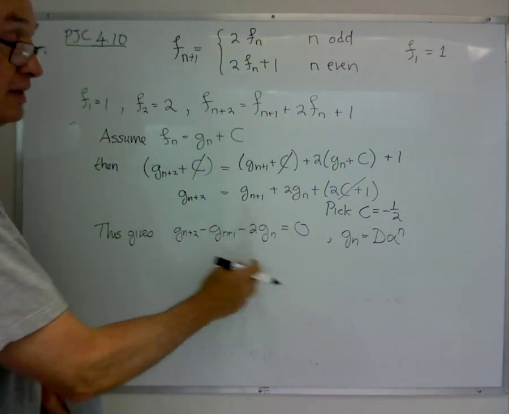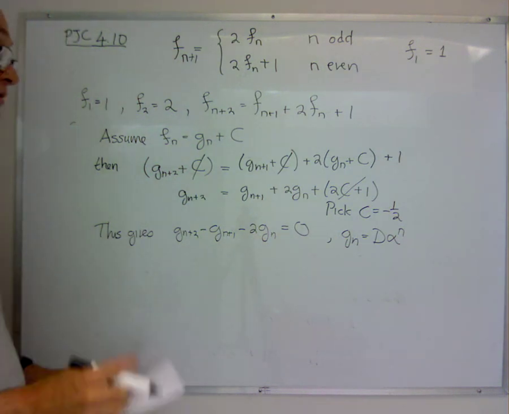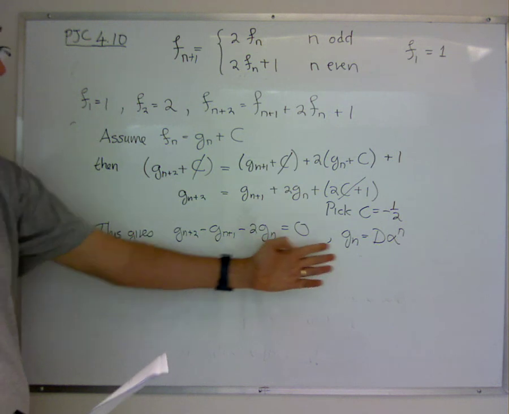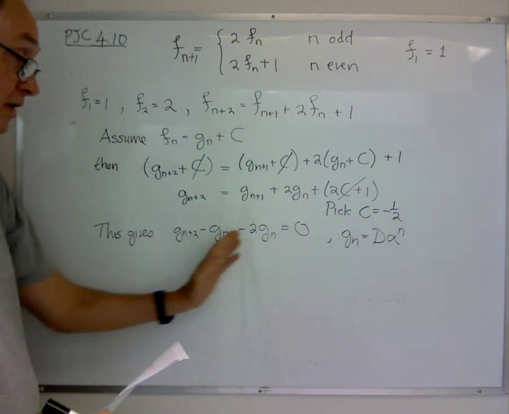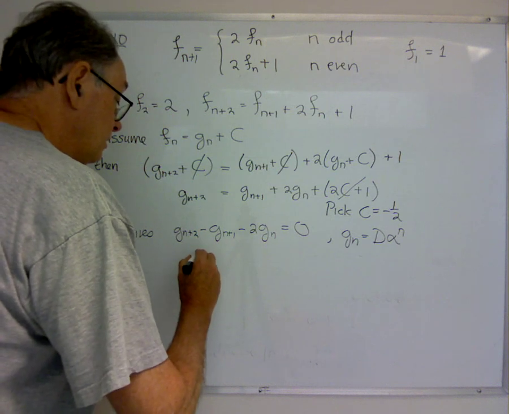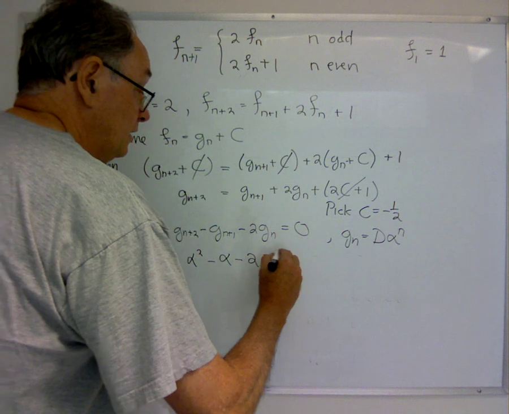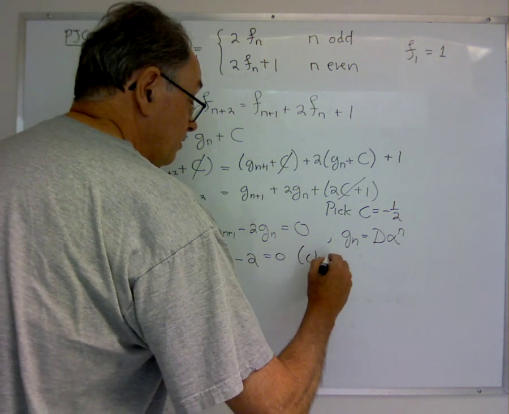So you sub it in here, of course the d cancels, it is not 0. And then powers of alpha to the n will cancel out and you're left over with the characteristic polynomial. So this will be alpha squared minus alpha minus 2 is equal to 0. And this is the characteristic polynomial.